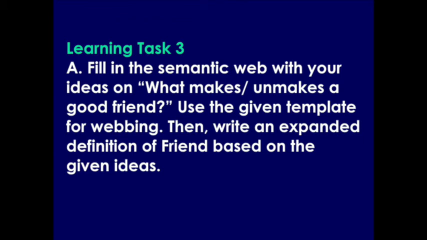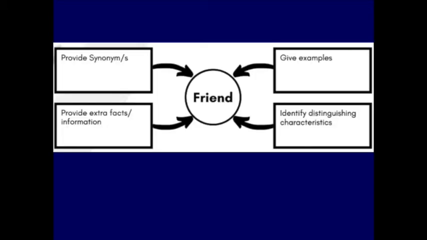Learning Task 3. Fill in the semantic web with your ideas on what makes or unmakes a good friend. Use the given template for webbing. Then, write an expanded definition of friend based on the given ideas. Here's the illustration. Friend. You have to provide synonym or synonyms. Provide extra facts or information. Give examples and identify distinguishing characteristics.